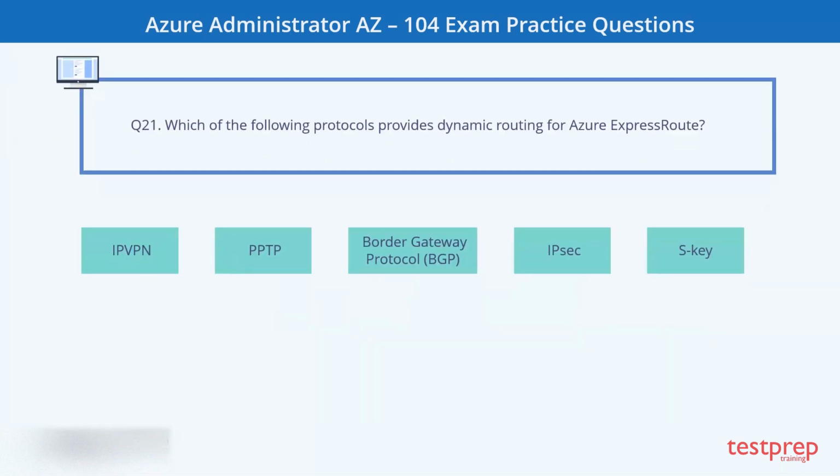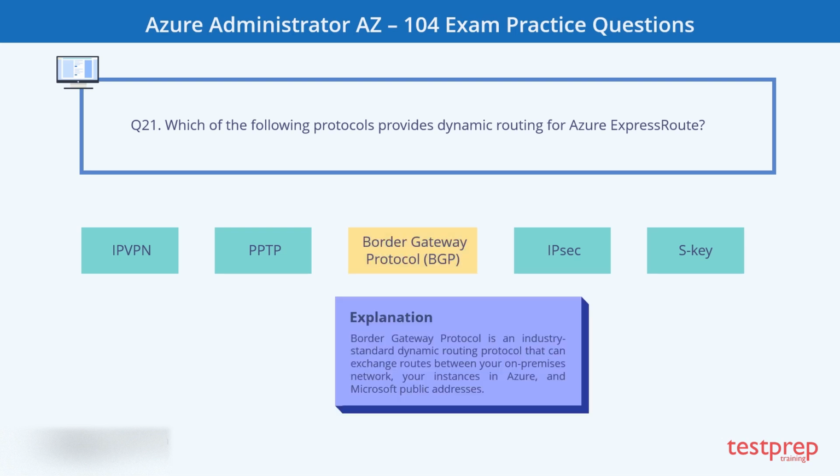Question 21. Which of the following protocols provides dynamic routing for Azure ExpressRoute? 1. IPVPN. 2. PPTP. 3. Border Gateway Protocol. 4. IPsec. 5. S-Key. The correct answer is 3. Border Gateway Protocol. Border Gateway Protocol is an industry-standard dynamic routing protocol that can exchange routes between your on-premises network, your instances in Azure, and Microsoft public addresses.